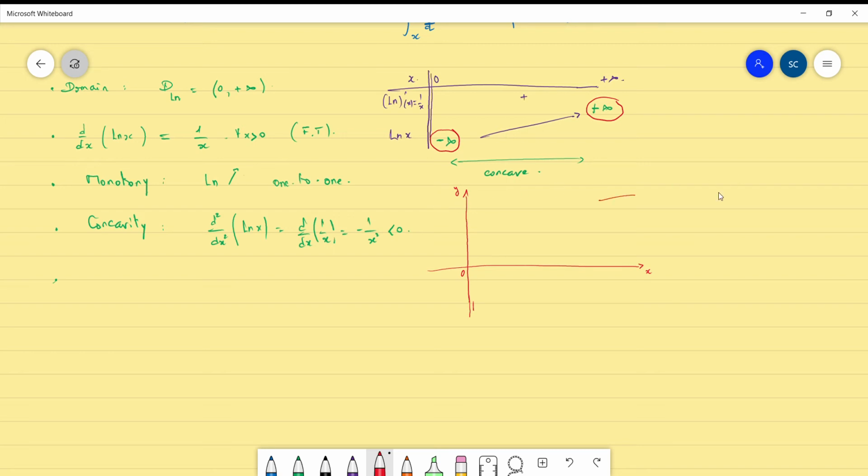Now I need to know if there is an intersection. I know that it is a 1-to-1 function, which is important. So if I can find one intersection point, it's enough.